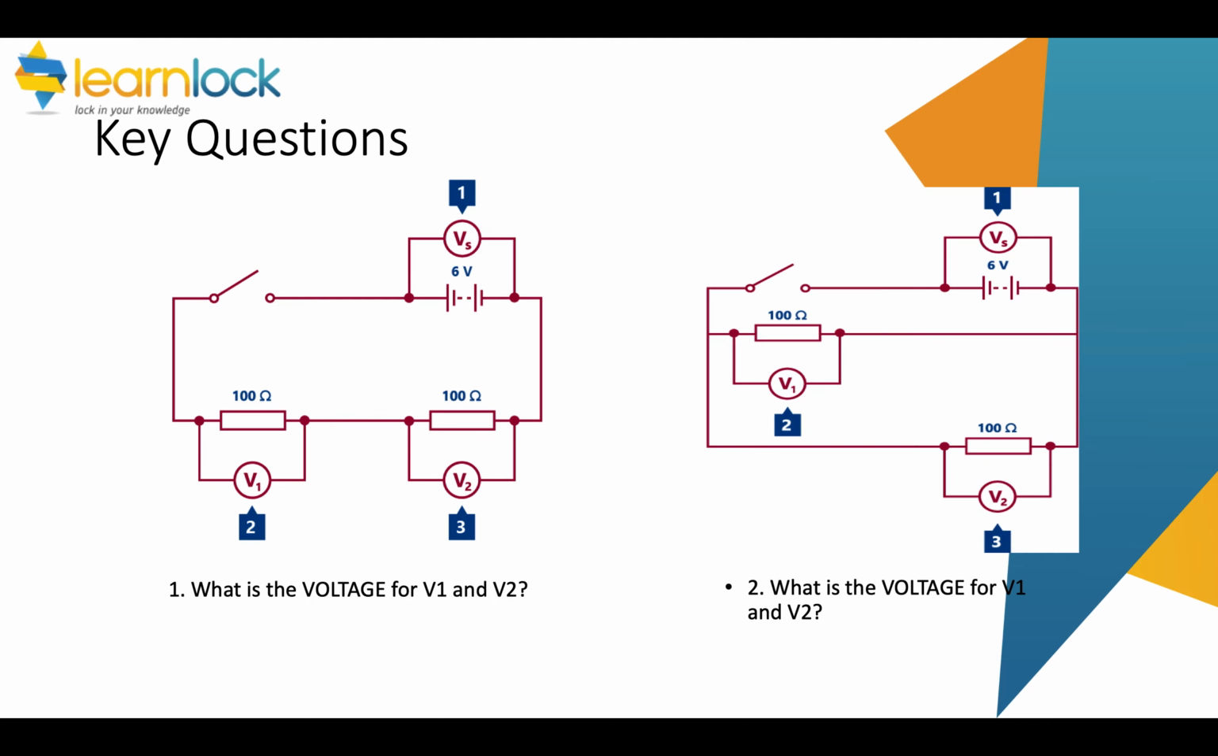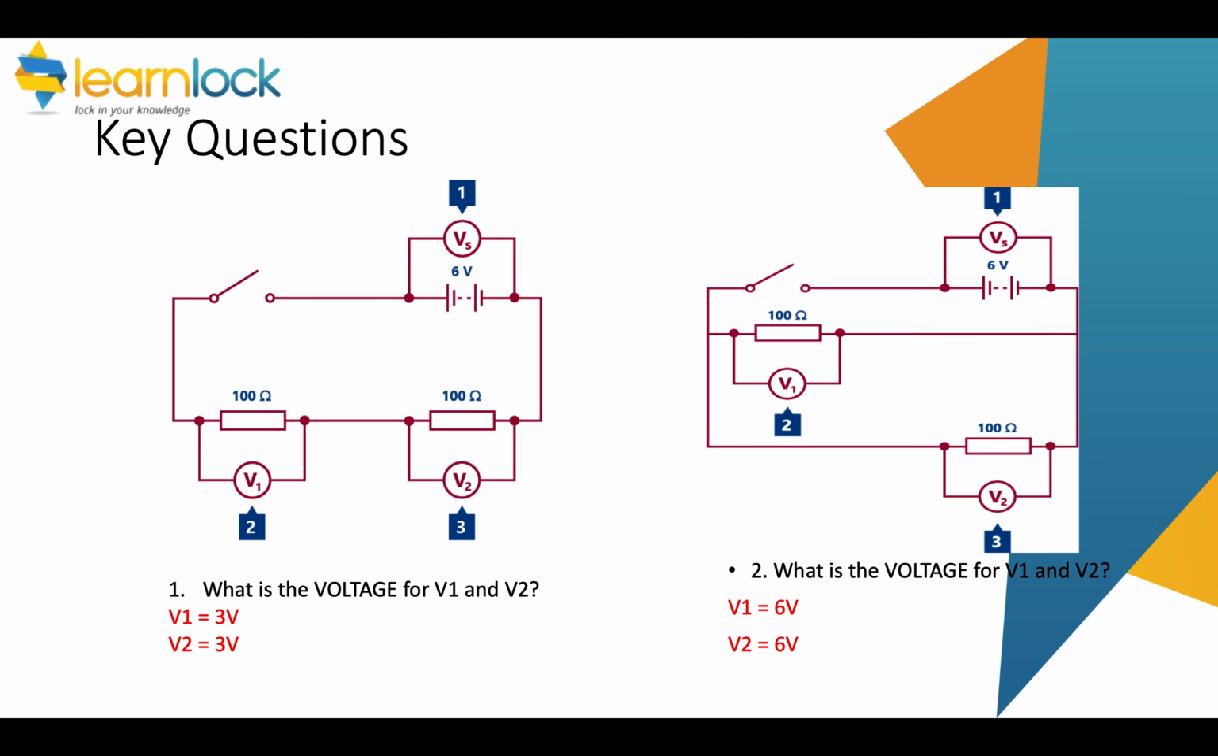If you pause the tutorial and try these key questions. Okay, so in the first circuit, this is a series circuit. The components are in series. If you had to find the voltage for here and here, then it would be split from the voltage here, which is 6 volts. So this would be 3, this would be 3 volts. This is a parallel circuit, so this time the voltage would be the same. So where it's 6 volts here, it'd be 6 and 6 here.